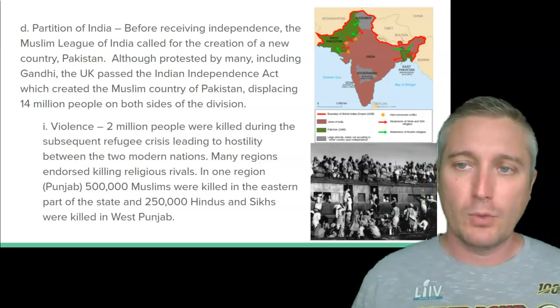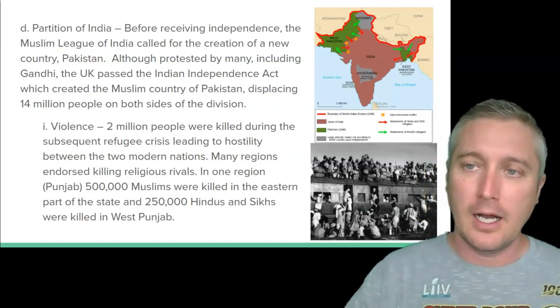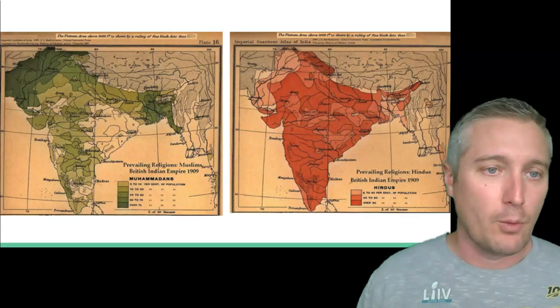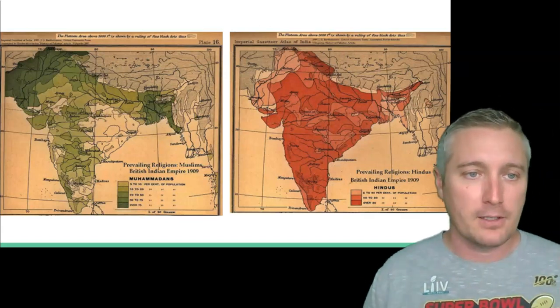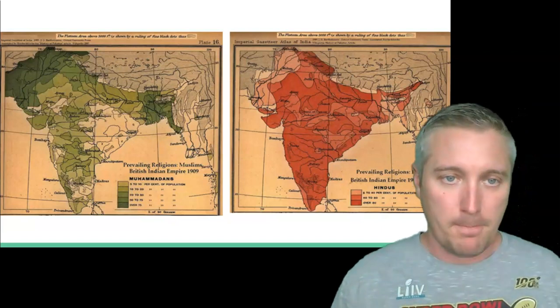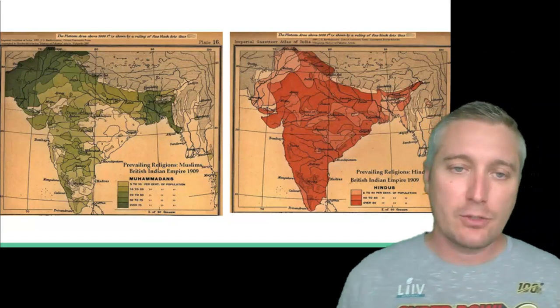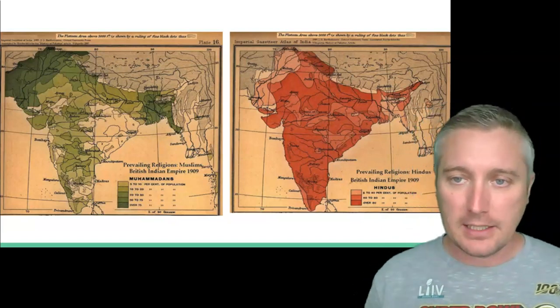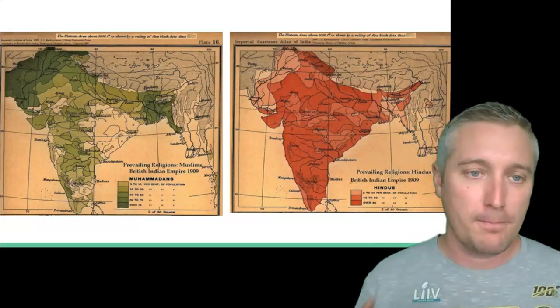See, what happened when the lines were drawn, and let me go back to this map. Okay, when the lines were drawn, you can see up there in Kashmir, the majority of people in Kashmir are Muslim. But when the lines were drawn, that land was given to India. And so India lays claim to it, even though the majority of people were Muslim.